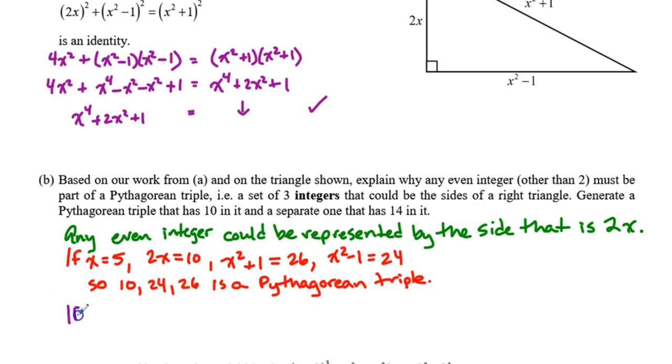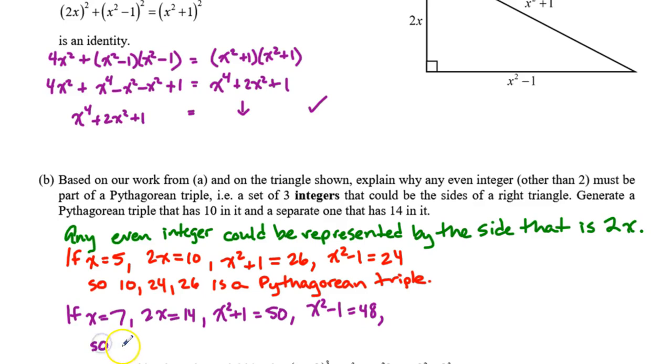Okay, so hopefully you considered if x were to be equal to 7, 2x would equal 14. And therefore, if x is 7, x squared plus 1, squaring the 7, 49 plus 1, that would be 50. And x squared minus 1 would be the remaining side, so square the 7 minus 1, that would be 48. So the numbers 14, 48, and 50 make a Pythagorean triple.